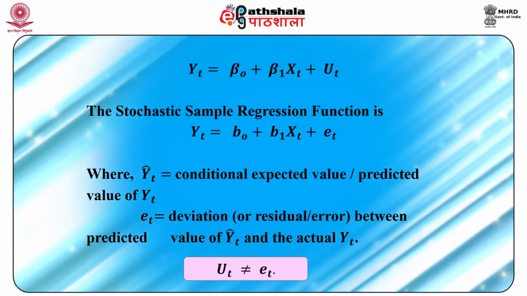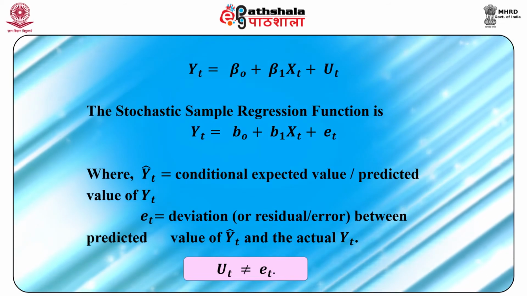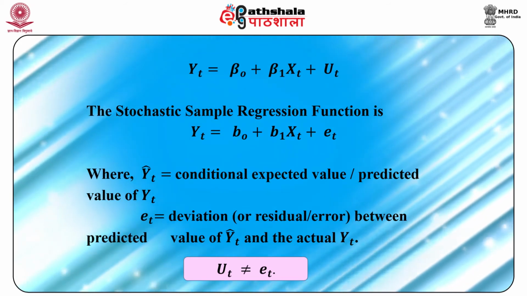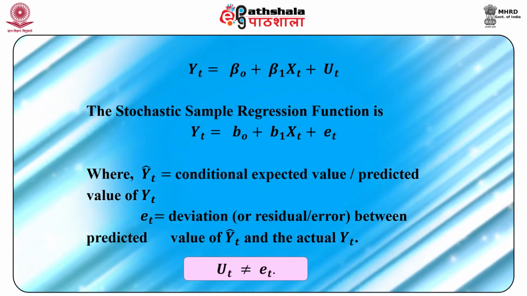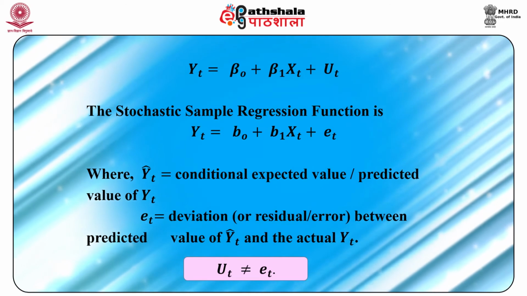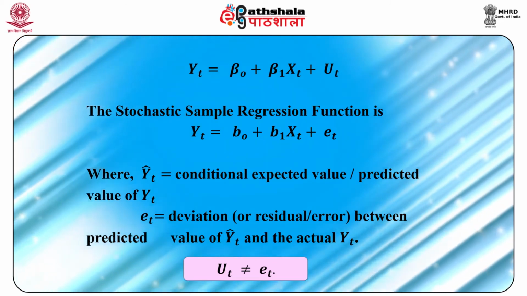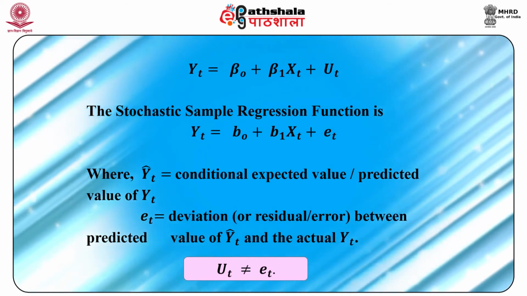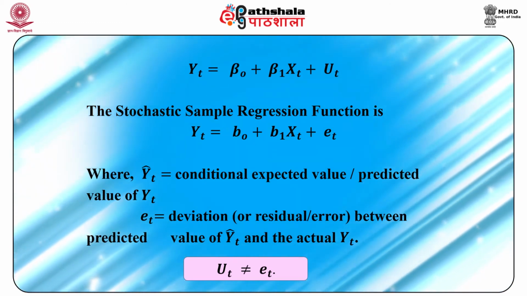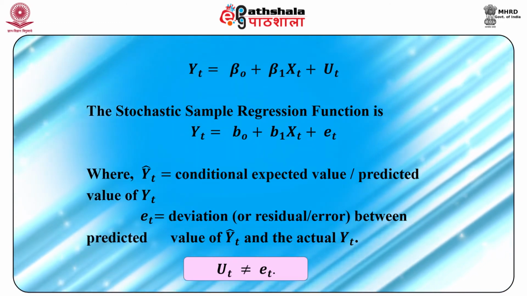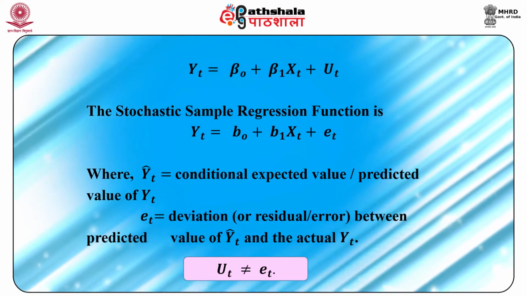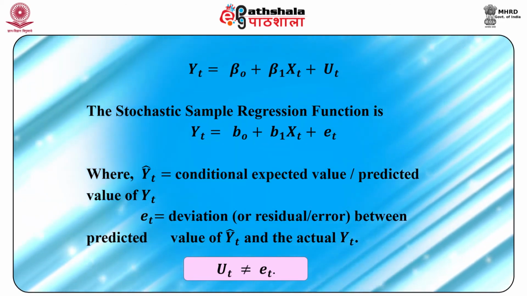Once you look at this figure, you will recall that the stochastic population regression function can be written as yt equals beta 0 plus beta 1 xt plus mu t, whereas the sample regression function is now written as yt equals b0 plus b1 xt plus et. So instead of mu t, we are now using a new notation et, and let me make it very clear that mu t and et are not exactly the same, but yt hat is the conditional expected value or predicted value of yt.